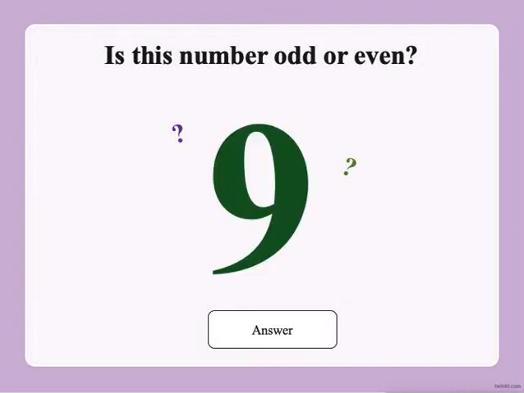Okay, next number. 9. Is it odd or even? So 9 divided by 2, boys, would be 4.5. So that doesn't divide evenly. So we would consider 9 an odd number.